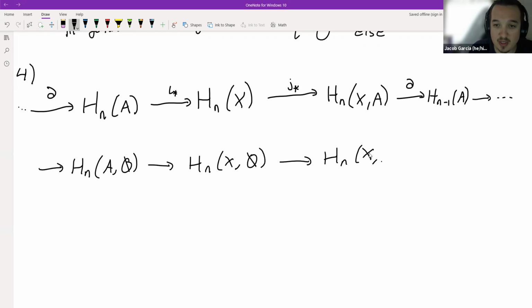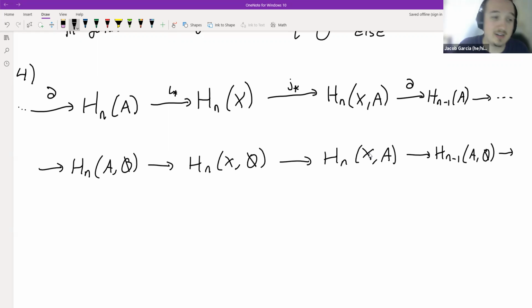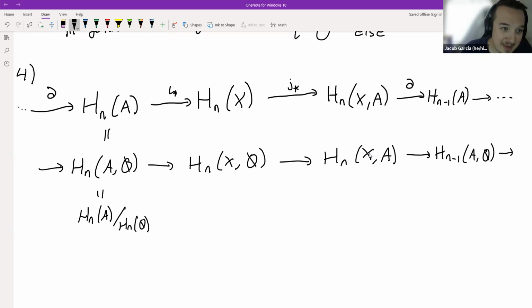So these are all the same homology groups. Because what's the relative homology? This is just Hn of A mod Hn of the empty set. And when you mod out by the homology of the empty set, that makes it really clear that this homology and this homology are the same, because I'm modding out by 0 every time. The homology of the empty set is 0 for all n.